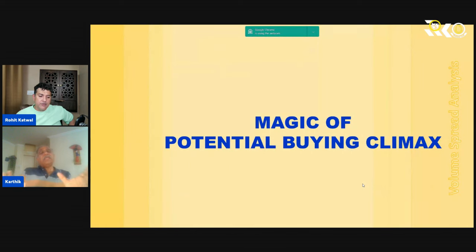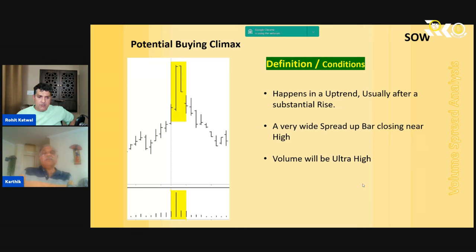Basically, the market is making a top. Like in a candlestick, you always need a confirmation from the next bar or the next couple of bars for any candlestick signal. Similarly, in VSA also, you need confirmation whether this is really a buying climax or not. But this is a really potential signal, and normally it happens in an uptrend, usually after a substantial rise, but you would find such bars even much before a real high uptrend happens.